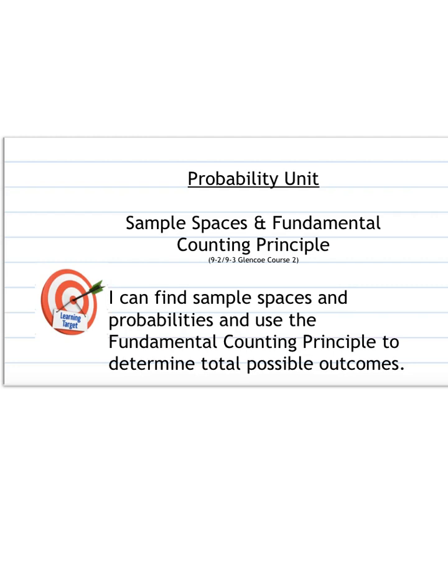All right, we are looking at sample spaces and the fundamental counting principle, and this is 9.2 and 9.3 from your textbook. And our learning targets are, I can find sample spaces and probabilities and use the fundamental counting principle to determine possible outcomes.